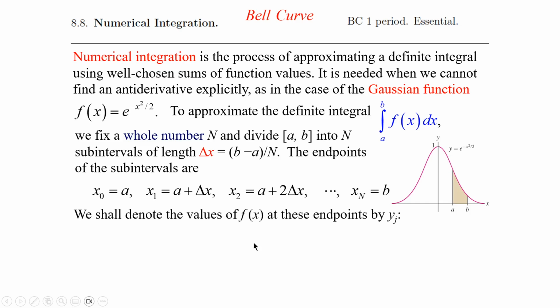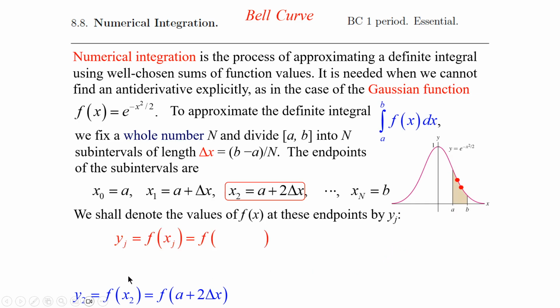We shall denote the values of f of x at these endpoints by y sub j. So, y sub 2 equals f of x sub 2, which equals, and here we're going to go right here, see that x sub 2 right there? A plus 2 delta x. So that's just f of a, my left endpoint, plus 2 times my delta x. Okay, so let's say that would be that point right there.